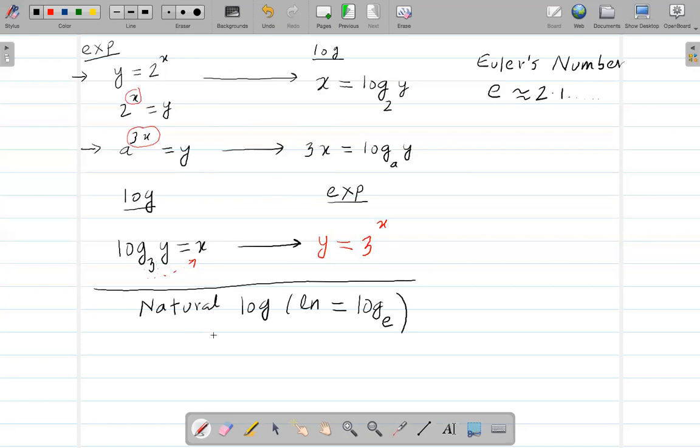So if you see log base e of x, then using this fact, I can replace log base e by natural log. So this I can say is natural log of x.